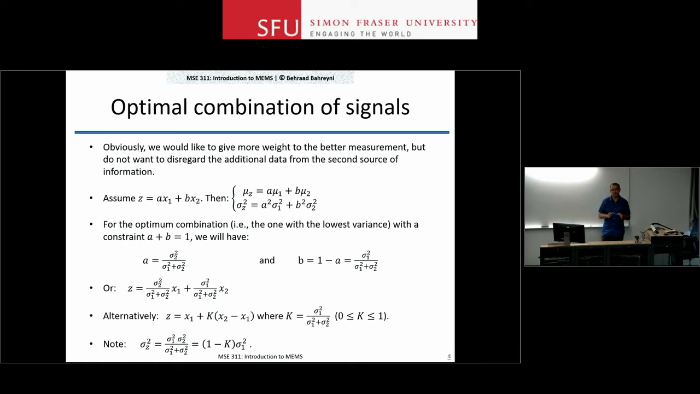But whichever way you take, you can right away see that sigma Z squared now, the variance of Z, is less than the variance of the signal from the first sensor or the second sensor. Whatever the variance for the first signal was, even if it was a very good sensor with low noise, by combining even a crappy sensor's data with it, you will do better. Okay. Let's look at some examples and then we'll come back to why this is important nowadays.